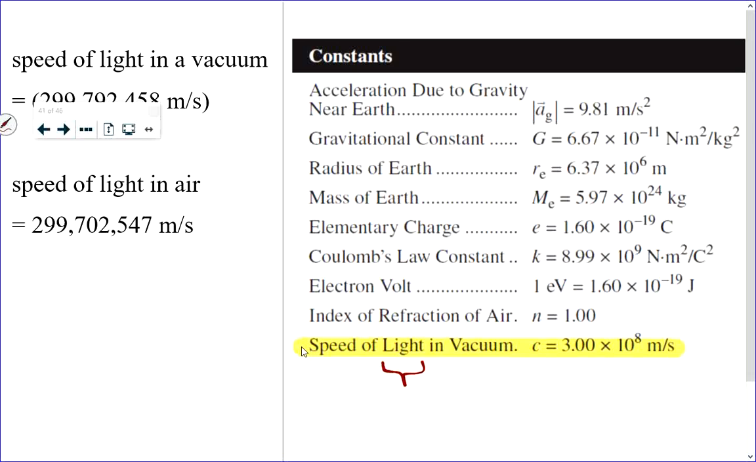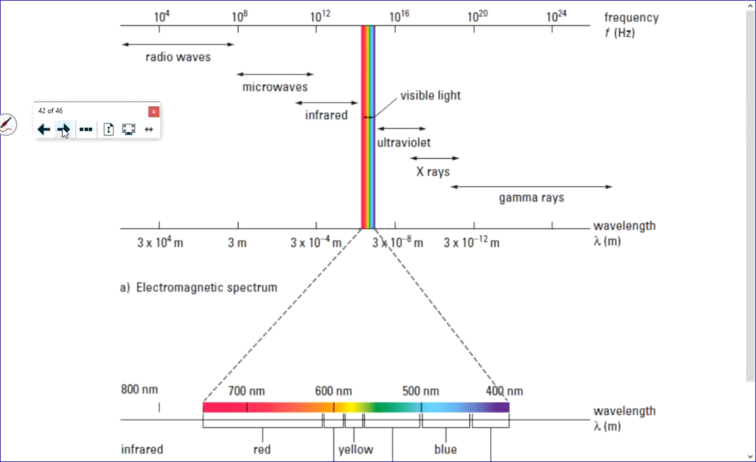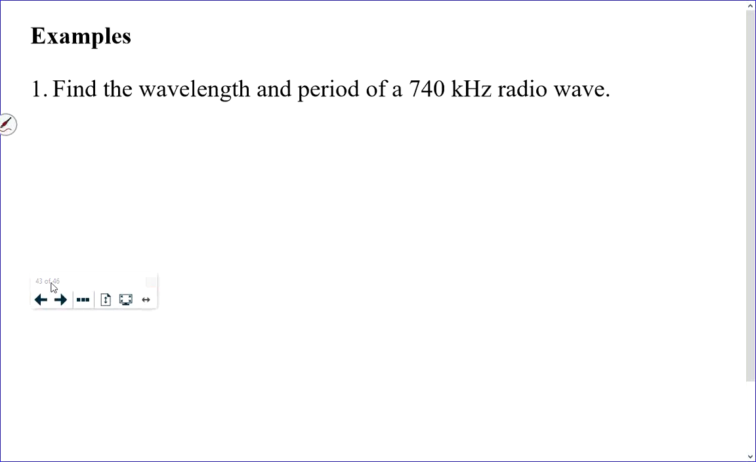So if you're working on a problem that has microwaves in it, and you need to know how fast they're moving, that's how fast they're moving. How fast are radio waves moving through air or a vacuum? That fast. Any type of EMR. Let's try a couple questions. What's the wavelength and period of a 740 kilohertz radio wave?